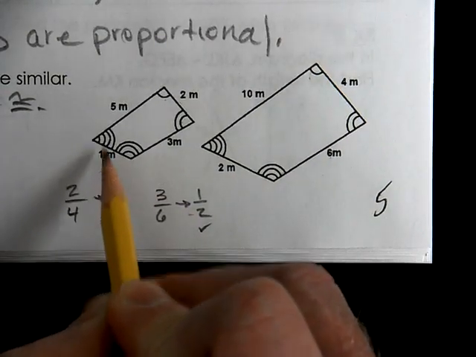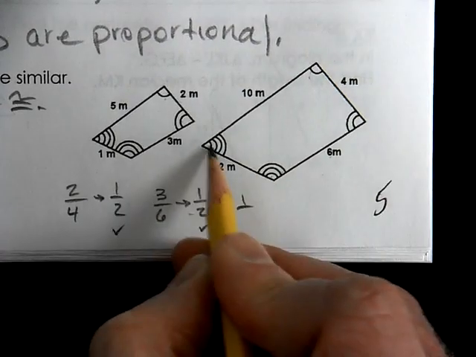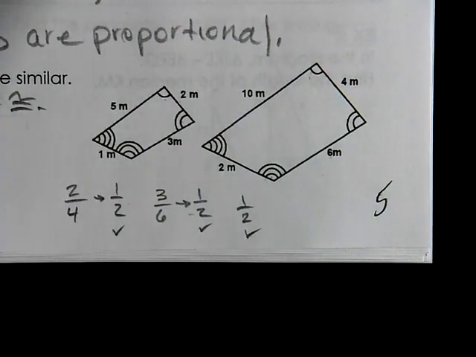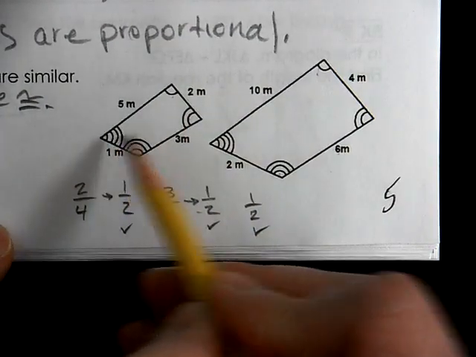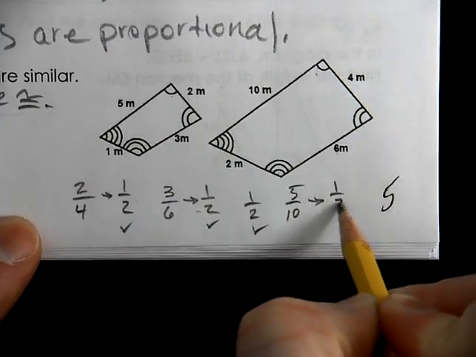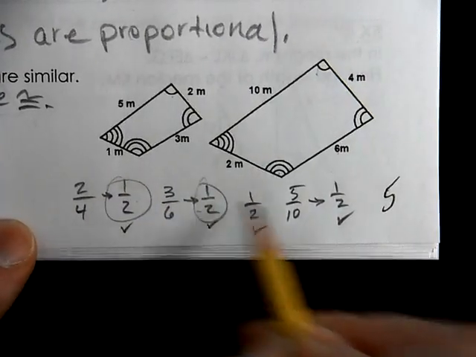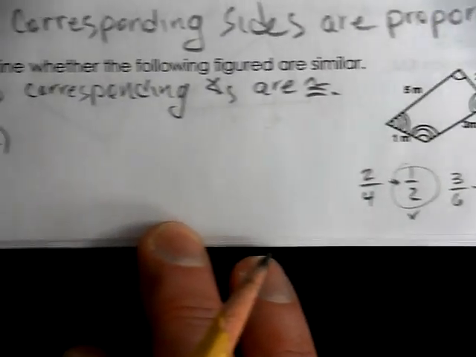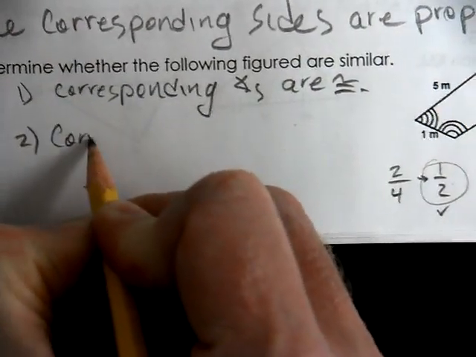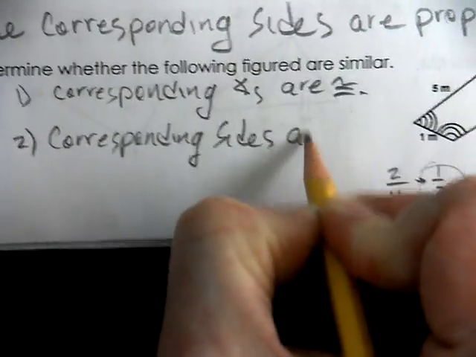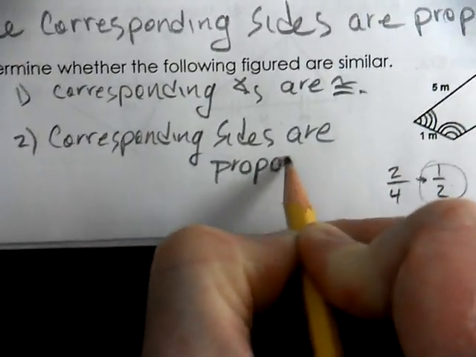Between the 3 and the 4, I have a length of 1. Between the 3 and the 4, I have a length of 2. That is the same scale factor. Awesome. And then finally, the last pair of sides would be 5 and 10, and that, of course, reduces to 1/2. So all the scale factors are exact, or all the ratios reduce to the same amount. So that would be our scale factor. Corresponding sides are proportional.